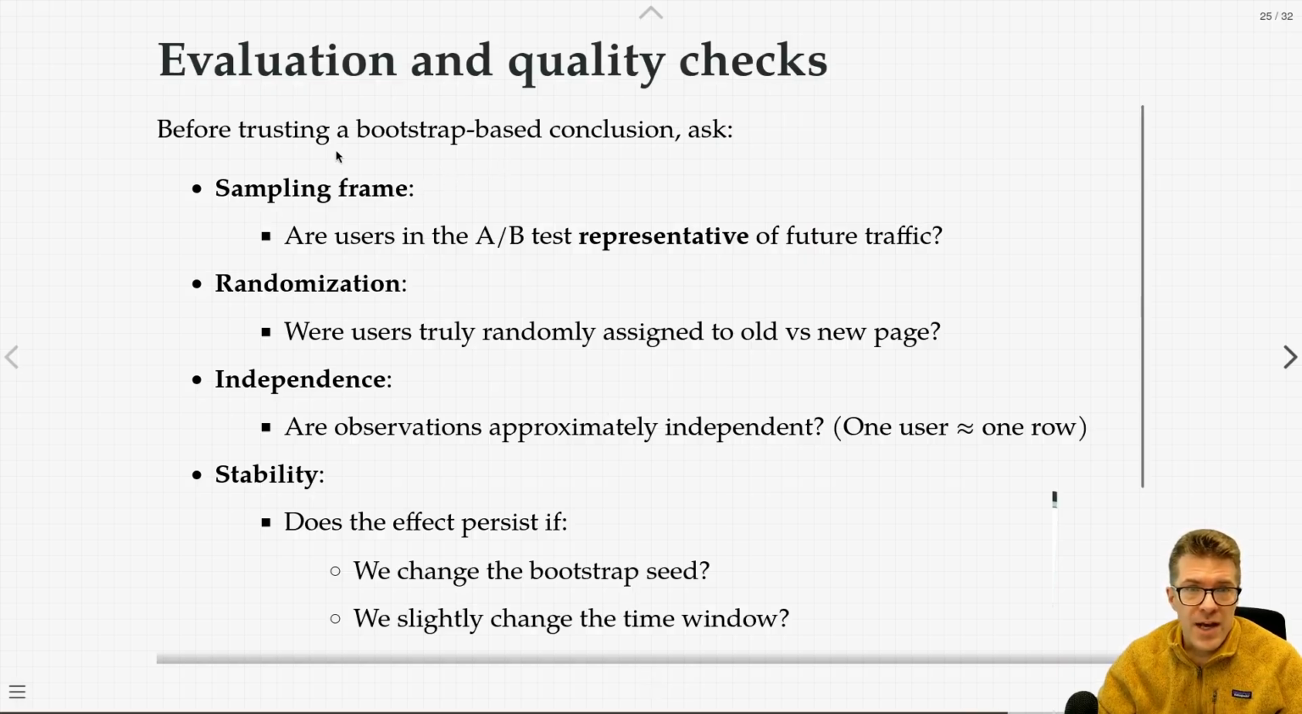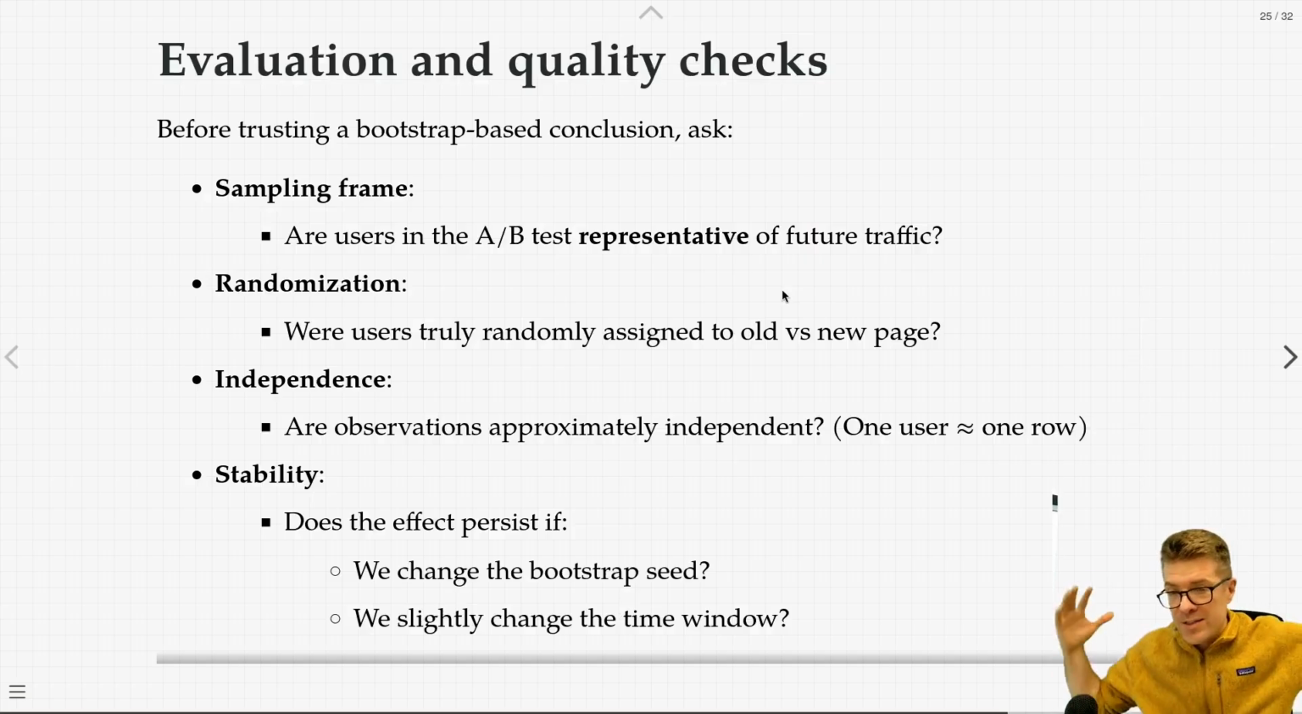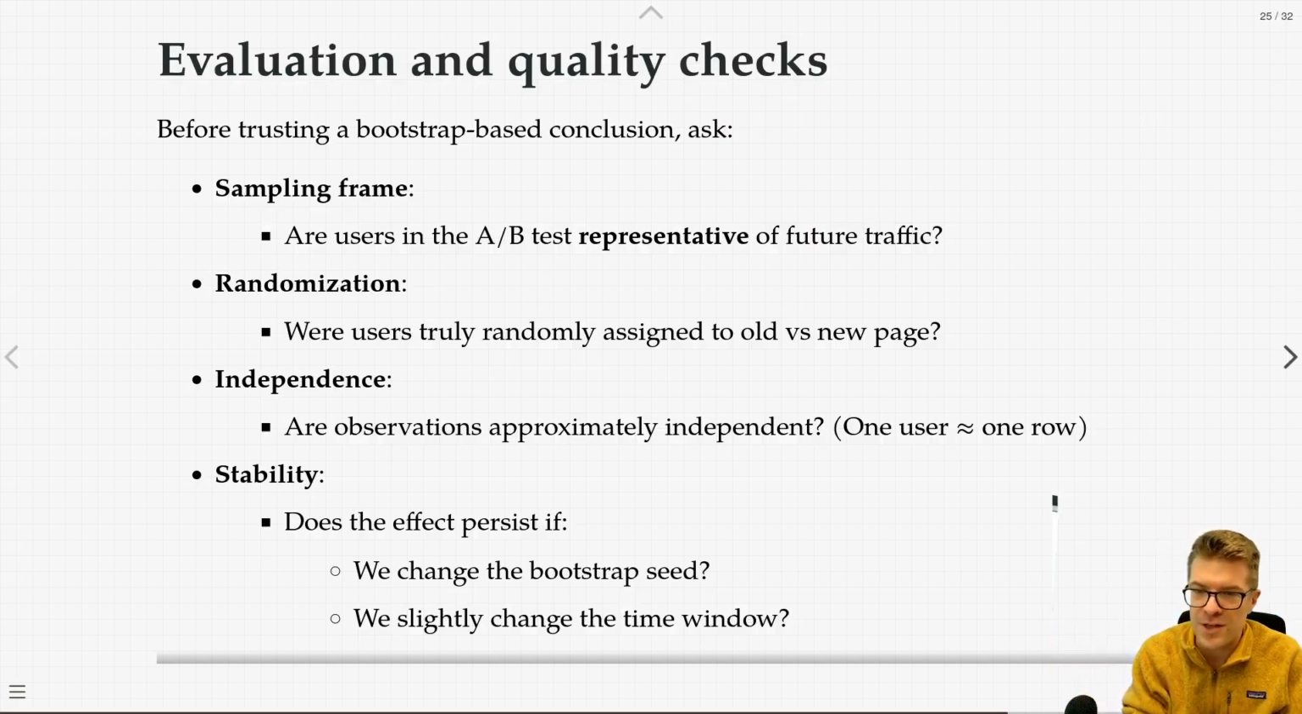So, some evaluation and quality checks. Before trusting this bootstrap-based conclusion, we need to ask: are the users in this A/B test representative of future traffic? Were these users truly randomly assigned to the old page versus the new page? Maybe in our big set of data, young users were sent to the old page and somewhat older users were sent to the new page, and any differences in the behavior of those users will manifest in the differences we observe. And it has nothing to do with the quality of the page, it has everything to do with the nature of the people assigned to those two different groups, the A group and the B group, the old page and the new page.